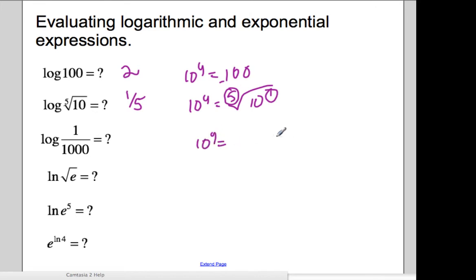10 to what power equals 1 over 1,000? Well, because we have it on the bottom of a fraction, we know that. What kind of exponent does it have to be? Did I hear negative? That's correct. And then once again, I can count my zeros. I have 3, so my answer would be -3.